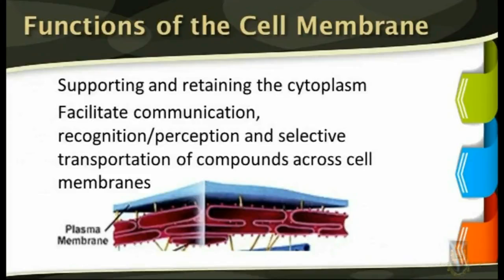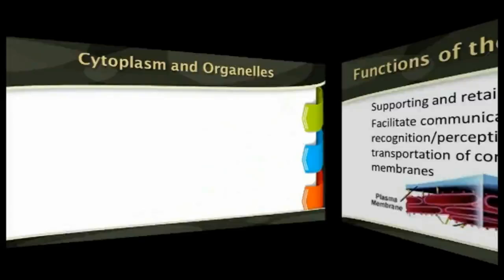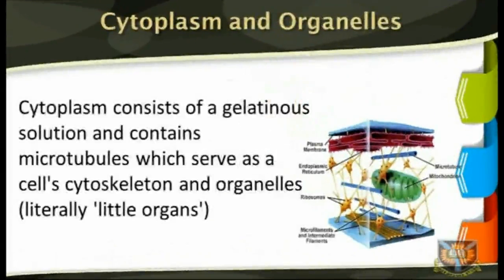Cell membranes also facilitate communication, recognition or perception, and selective transportation of compounds across cell membranes. For this, they require the expenditure of energy. Cytoplasm and organelles. Cytoplasm consists of a gelatinous solution and contains microtubules, which serve as a cell's cytoskeleton, and organelles, literally little organs.